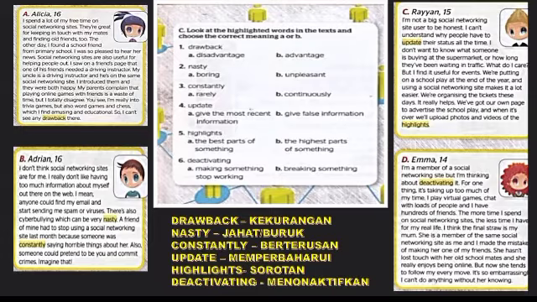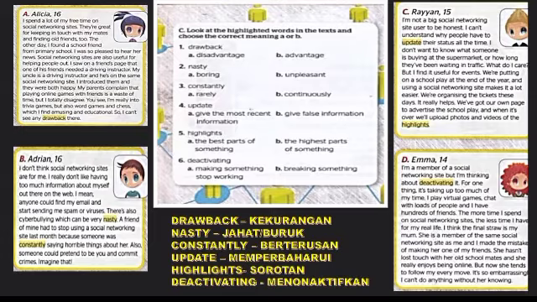Alright, that is question C. Look at the highlighted words in the text. Here you can see in the text: drawback we can see at Alicia, and then nasty and constantly we can see at B, Adrian. Update, Ryan. Highlights also Ryan, and Emma, deactivated. Right, as we see. We continue.